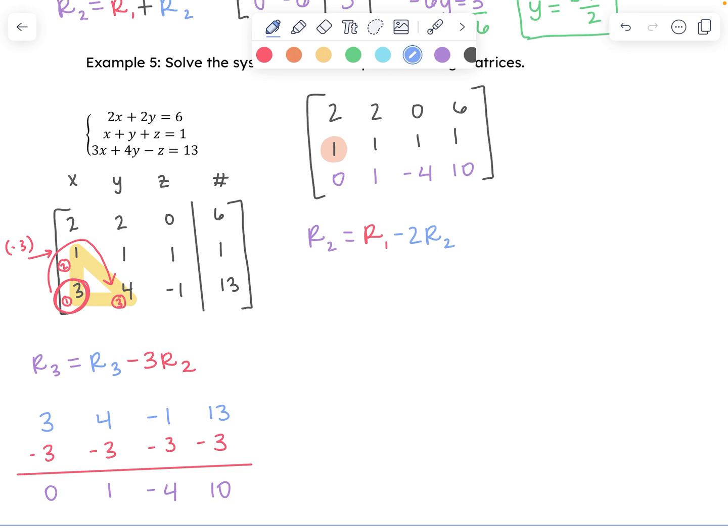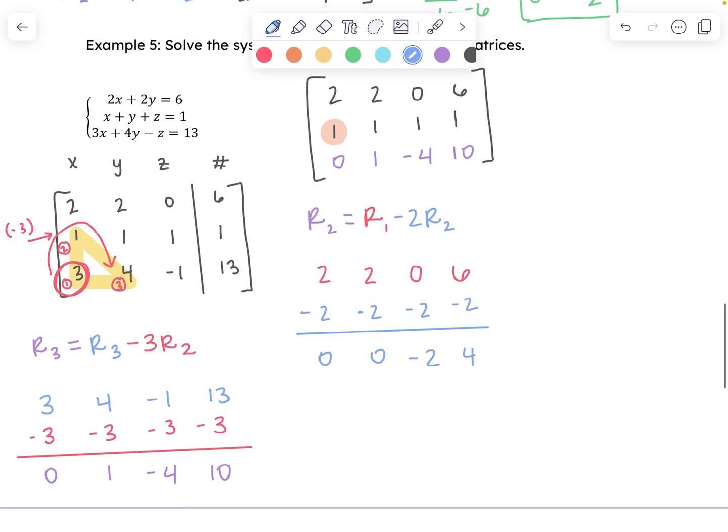So R1 would be 2, 2, 0, 6. And when I take my second row and multiply it by -2, they're all going to be -2s. So when I combine that, 2 and -2 gets me 0. 2 and -2 gets me 0 again. 0 and -2 is going to get me -2. And 6 minus 2 gets me 4.